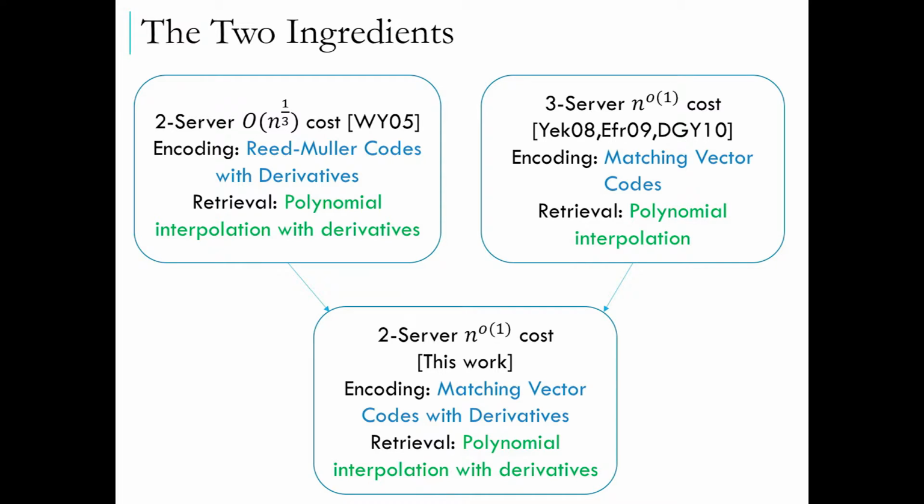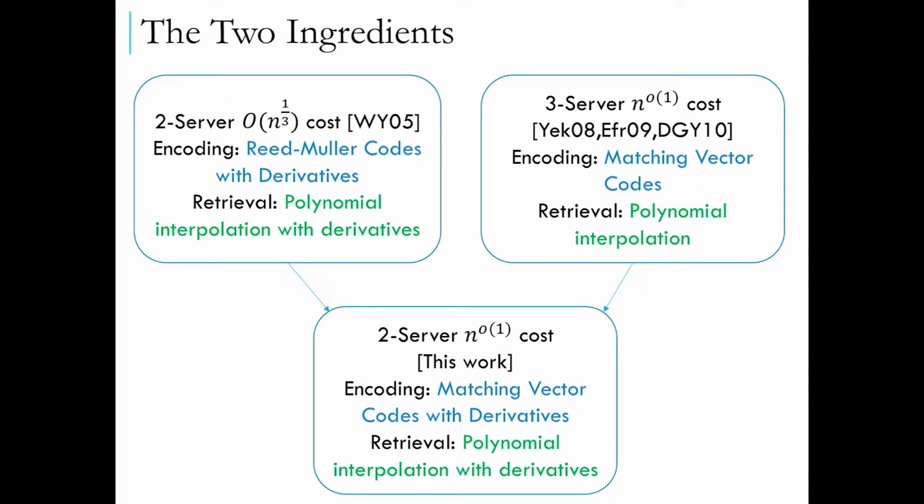Okay, so now I'll try to describe our new scheme. There are 2 ingredients, or 2 ideas which we combine to get our scheme. One idea is this 2-server cube root of n cost protocol by Woodruff and Yekhanin. The way it works is the servers encode the database using Reed-Muller codes, which are basically evaluations of a low-degree polynomial. But along with the evaluation of the polynomial, you also evaluate the derivatives, or the gradient. And the user retrieves the bit of interest using polynomial interpolation, but with derivatives.